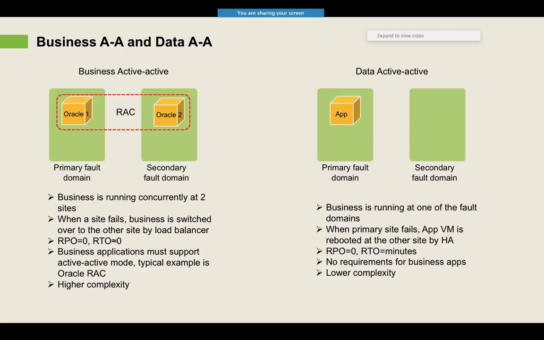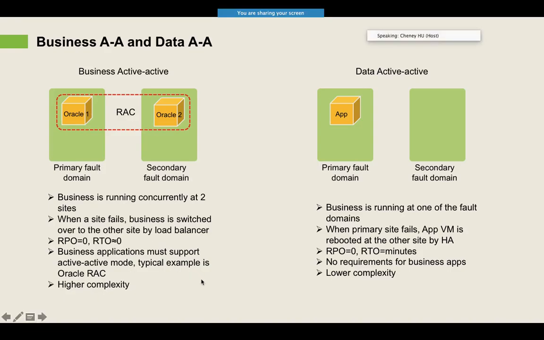Basically, with the stretched cluster, you will achieve business active and data active. For business active, this situation will require support from applications such as Oracle RAC, because if you want to achieve business active based on stretched cluster, the applications on the 2 sites must support active deployment mode. In this case, you can see that Oracle 1 and Oracle 2, these 2 Oracle database VMs, have to be running concurrently, and they need to provide the same kind of service for outsiders. And when one site fails, let's say the primary fault domain fails, the Oracle 2 VM will take over the business without any interruption. Okay, the RTO can be made as minimum as 0.